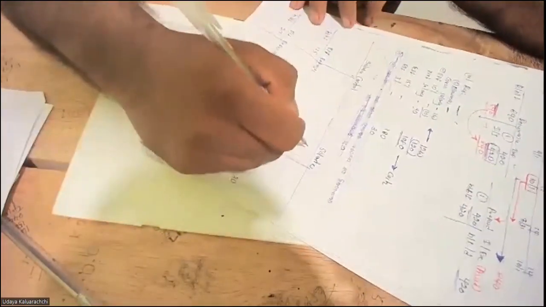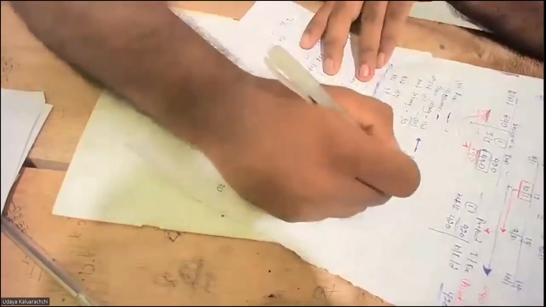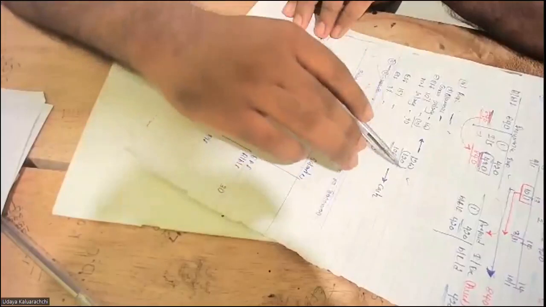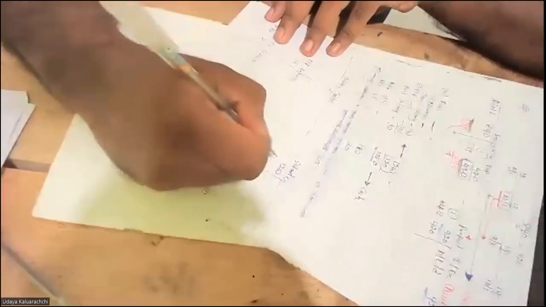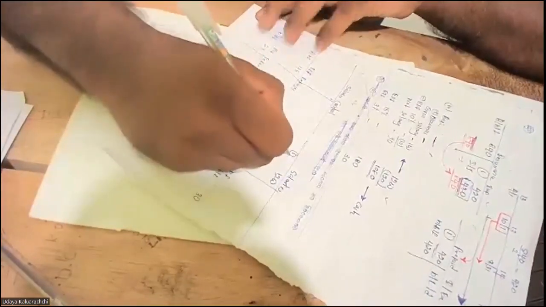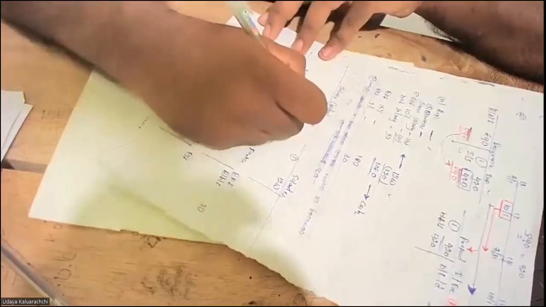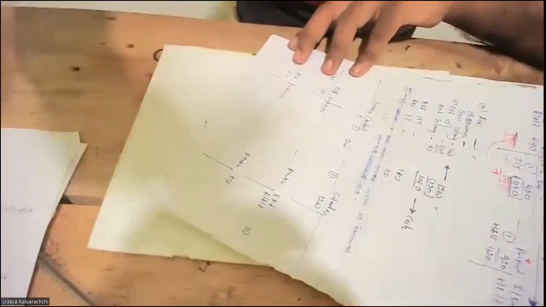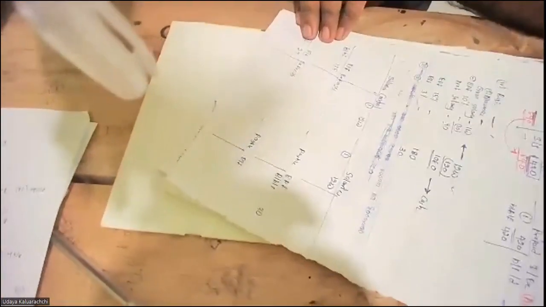Now look at the double entries. First of all you have to record this gross salary. What is the double entry? Salaries account debit 1200, salaries control account credit 1200. I have put number 1 for both.